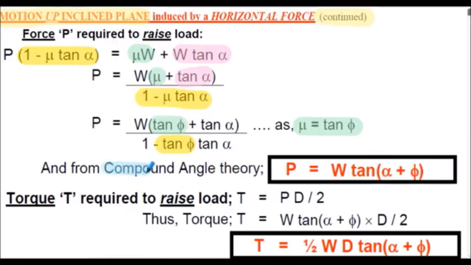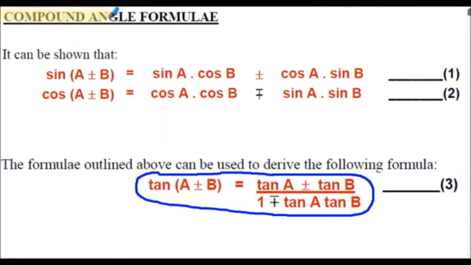So using compound angle theory, a topic we reviewed in a previous presentation, we can show that force P is actually equal to W tan of alpha plus phi. Here's our compound angle formulae from our previous presentation, and the equation labelled here as 3 that we're going to use to simplify our formula for P.